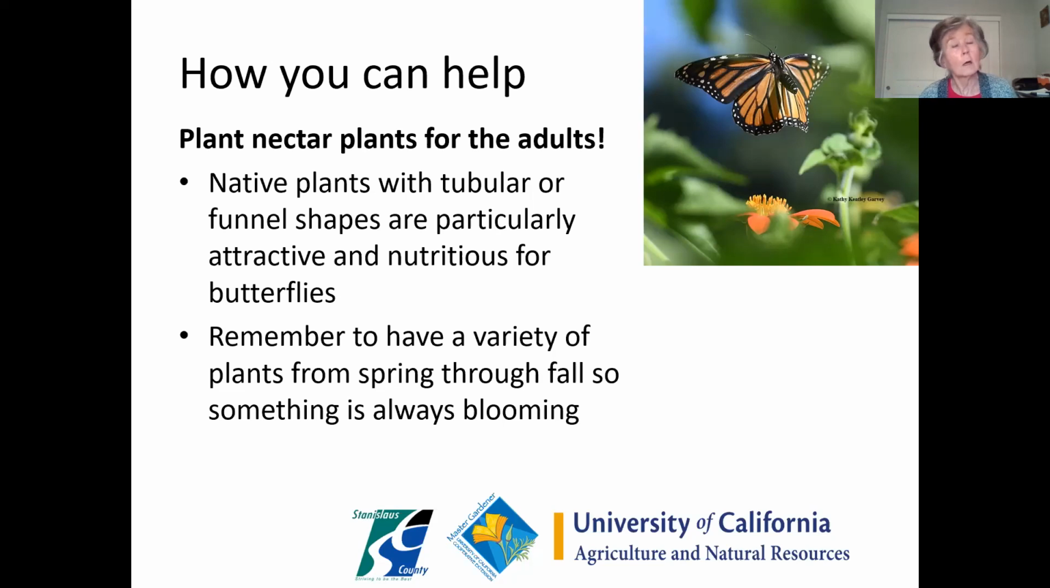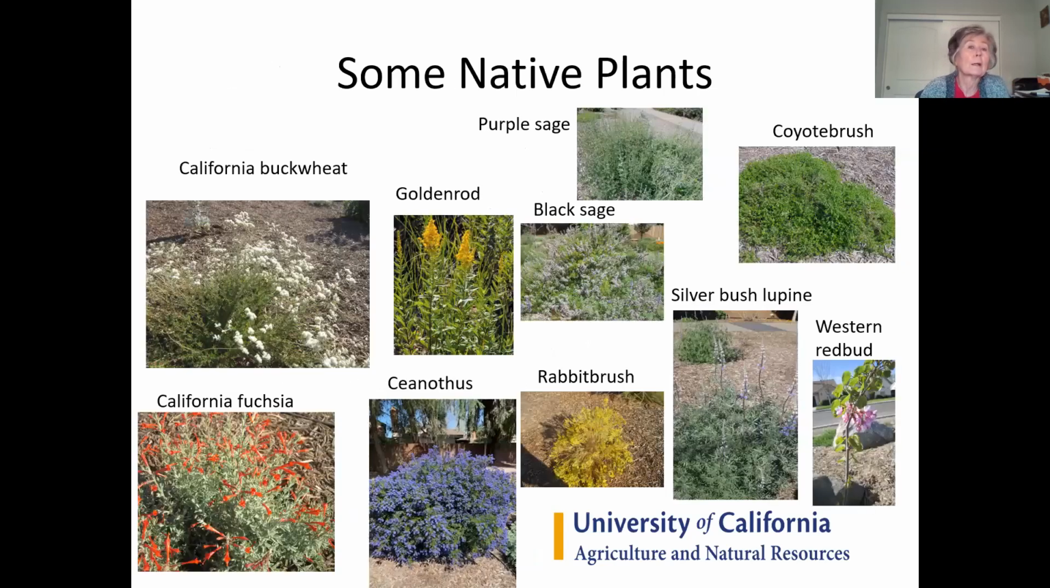And of course, for the adults, the number one way is planting nectar plant flowers. Especially native plants, which tend to have more nectar, and the nectar tends to be more nutritious. Native plants with tubular or funnel shape are particularly attractive. And remember, you want plants that bloom through the season. You know, that plant that blooms in spring, summer, and fall. Always have something that's blooming, so there's always something there.